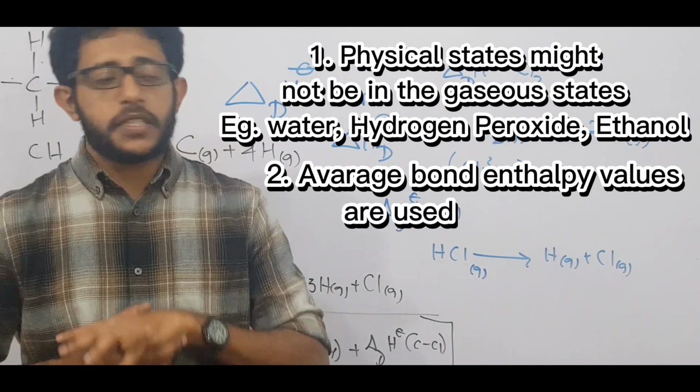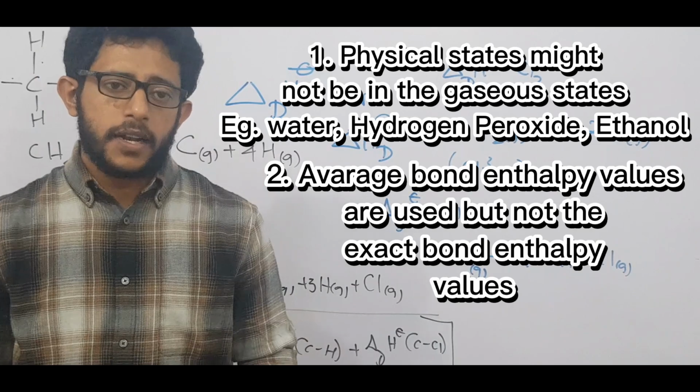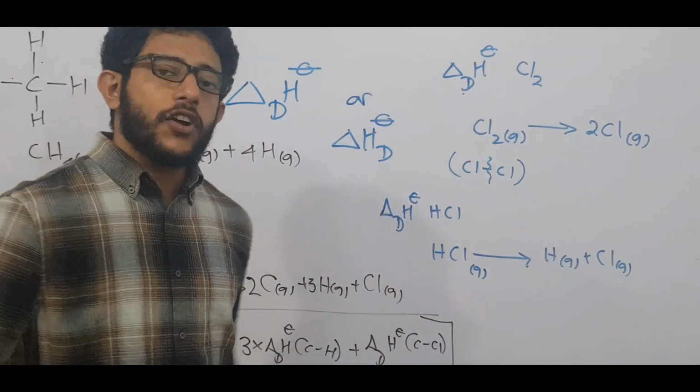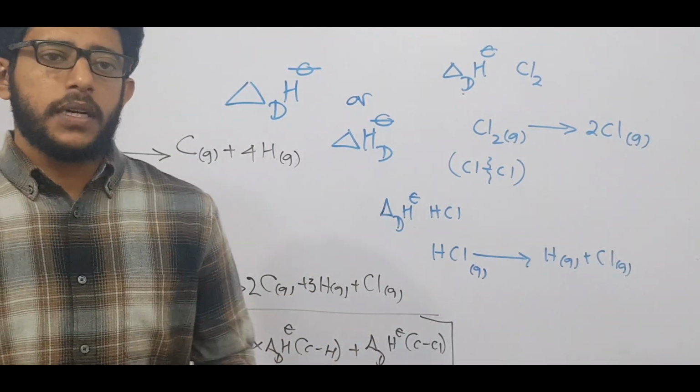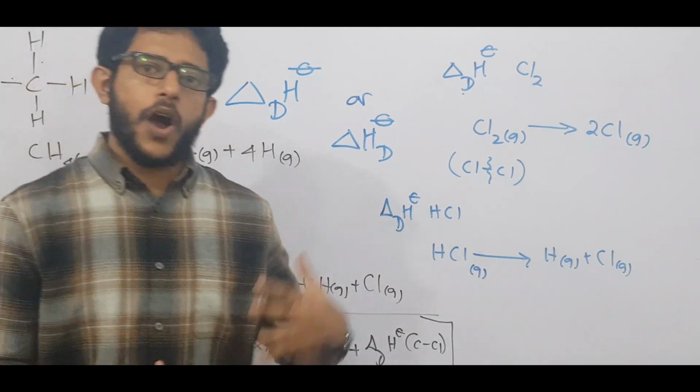So the enthalpy change depends on the chemical environment. Those two reasons are the reasons why the calculated enthalpy value would be different from the actual enthalpy value. So we'll do two questions and see how we can apply this.